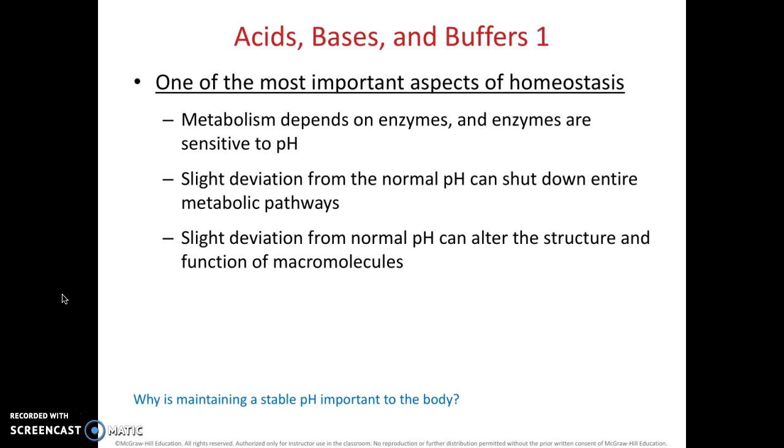So slight deviations from that normal pH could shut down entire metabolic pathways because these enzymes might become denatured. And this is because slight deviation from normal pH can actually alter the structure and function of macromolecules, which are just large molecules like enzymes.